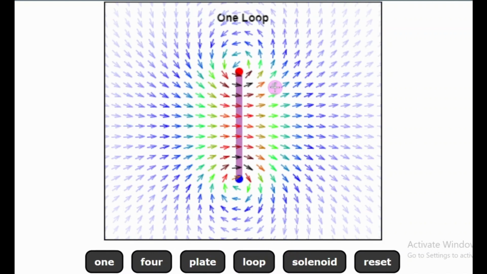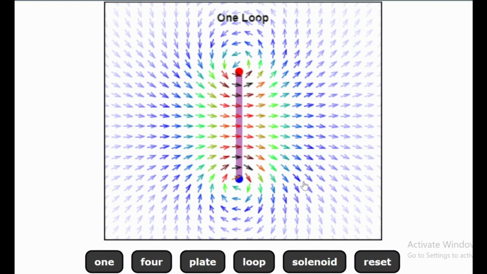So if I take a loop of that current carrying conductor, here it is moving away from you into your screen, and here it is coming from your screen towards you. So it will form a loop-like shape, and here is the arrangement of the magnetic field around that.